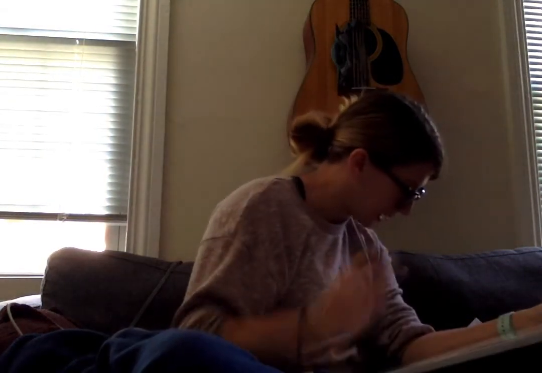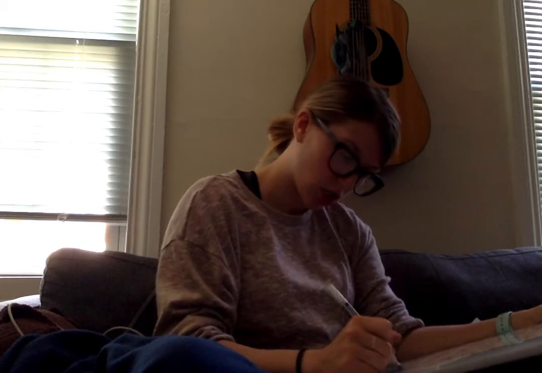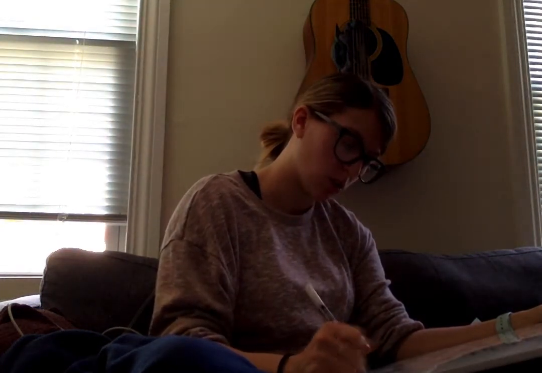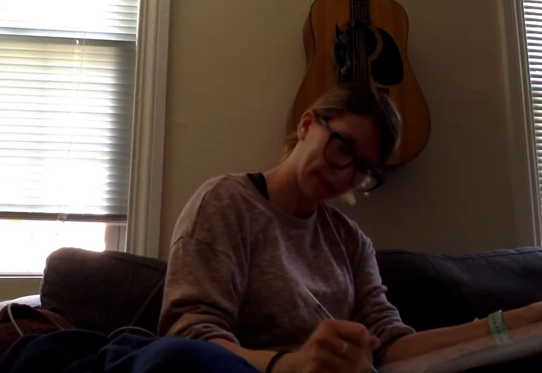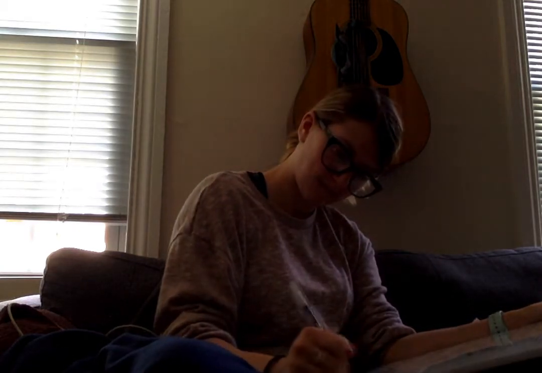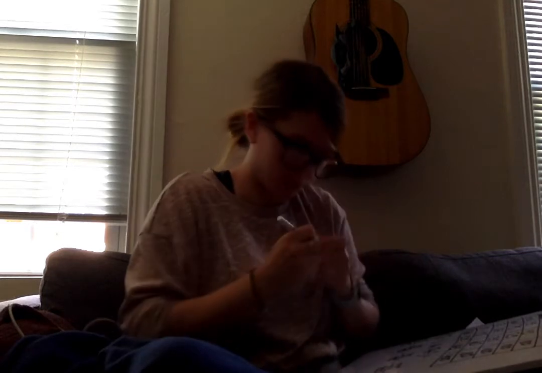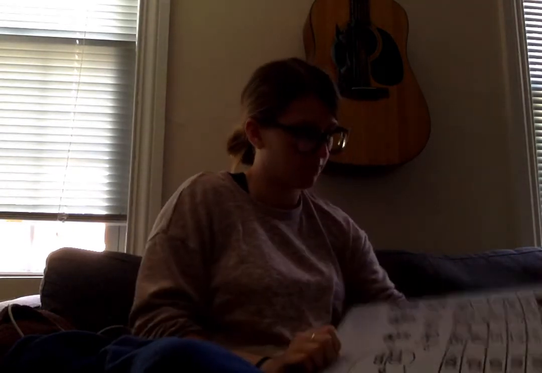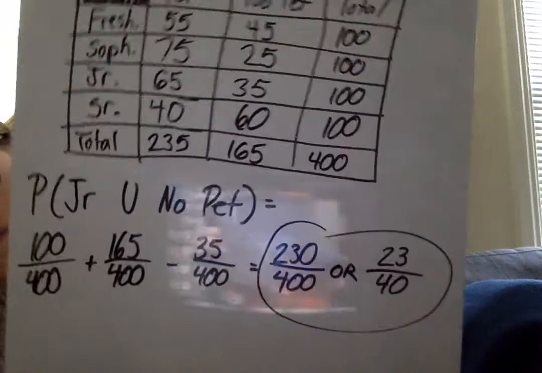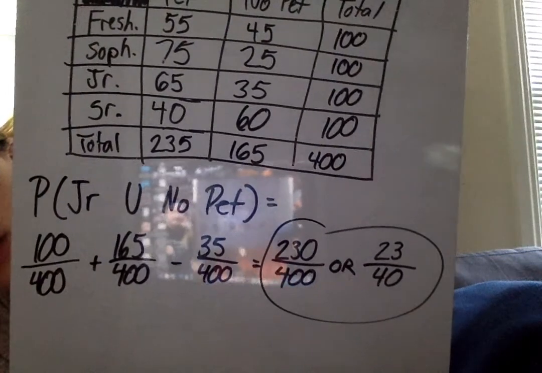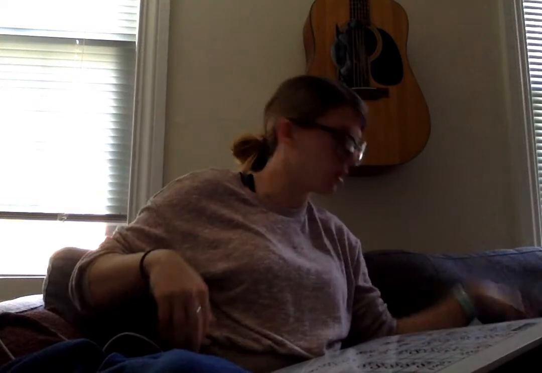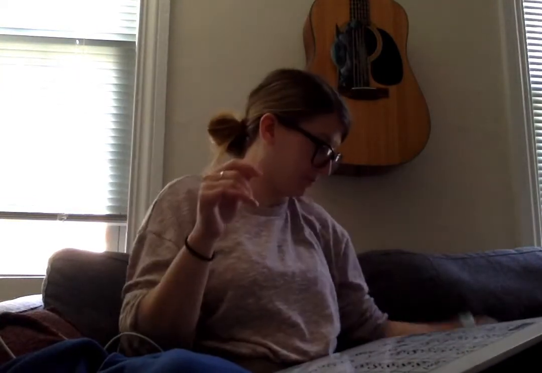And that gives me 230 over 400, or when we simplify, because you just take off a 0, and I'll circle it so you can see, 23 over 40. Great. So that's and, that's or. With and or, you put it over the total.